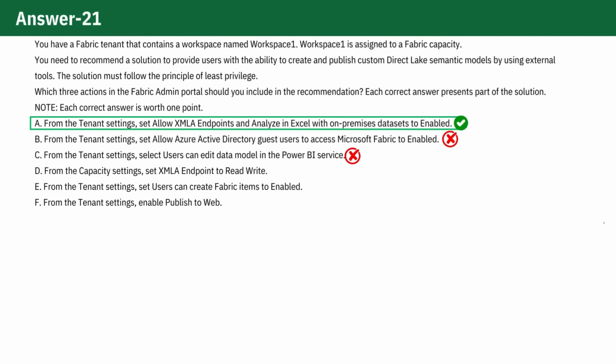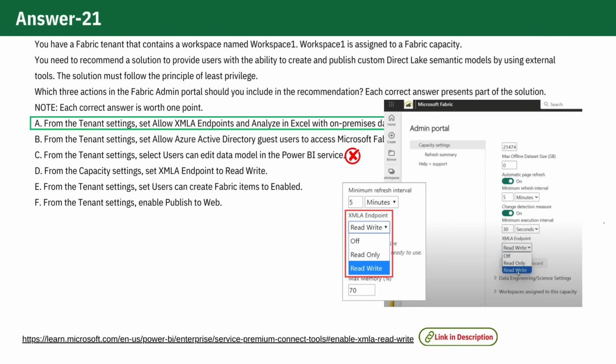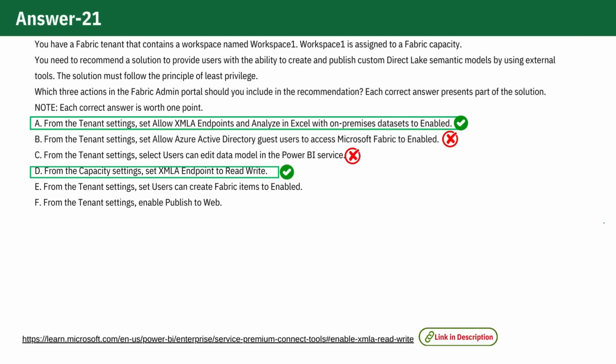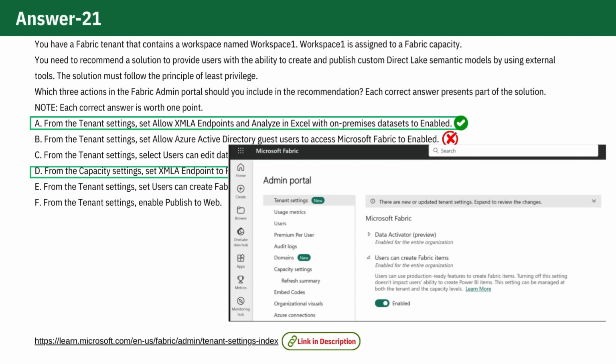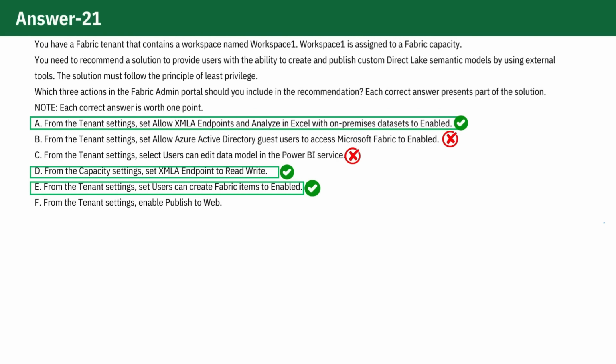Option D. From the capacity settings, set XMLA endpoint to read-write. This setting allows read and write operations through the XMLA endpoint, which is essential for creating and publishing semantic models. Therefore, this is a correct answer option. Option E. From the tenant settings, set users can create Fabric items to enabled. This setting permits users to create items within Fabric, including custom semantic models. This is necessary for users to have the capability to manage their models. Therefore, this is a correct answer option.